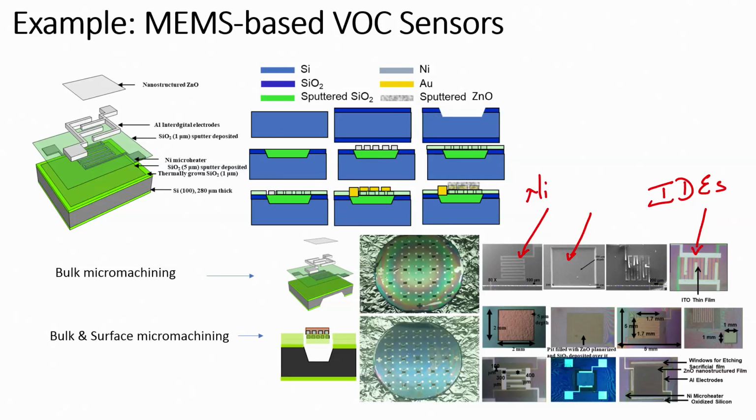Right. So, over these IDEs, we deposit a thin film of indium tin oxide. Let us see how this process is done, how we can fabricate this sensor. Let us see in the next slide, and then we will come to bulk plus surface micromachining. Okay.